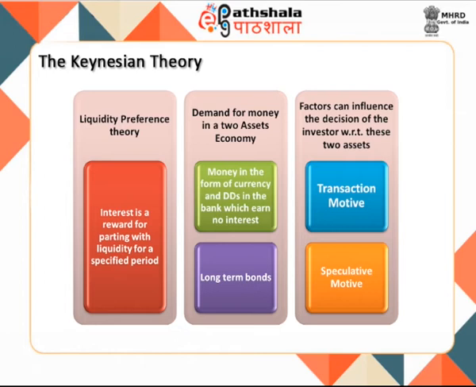First, the higher the level of nominal income in a two-asset economy, the more money people would want to hold in their portfolio balance. This is because of the transactions motive. Second, the higher the nominal rate of interest, the lower the demand for money for speculative motive.